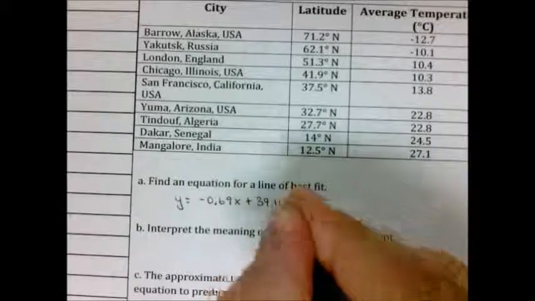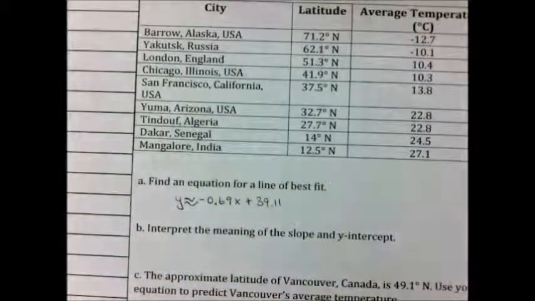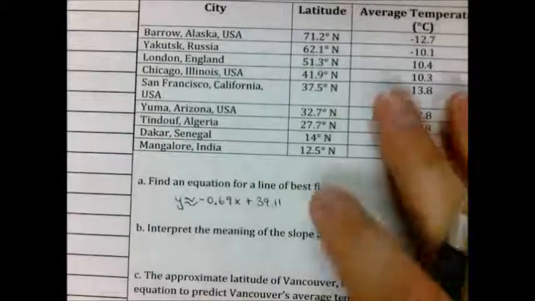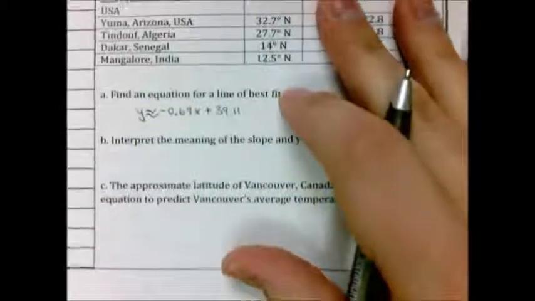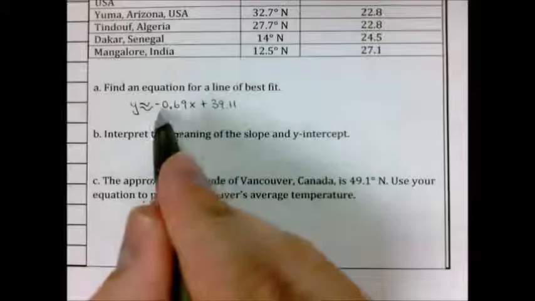Okay, and we could use these little about symbols. That might be a little bit better to show that our line is a best fit is somewhere around there. Okay, the second part here, and I'm going to move the paper again, is to interpret the meaning of the slope and the y-intercept. Okay, the slope is that coefficient of x, right?